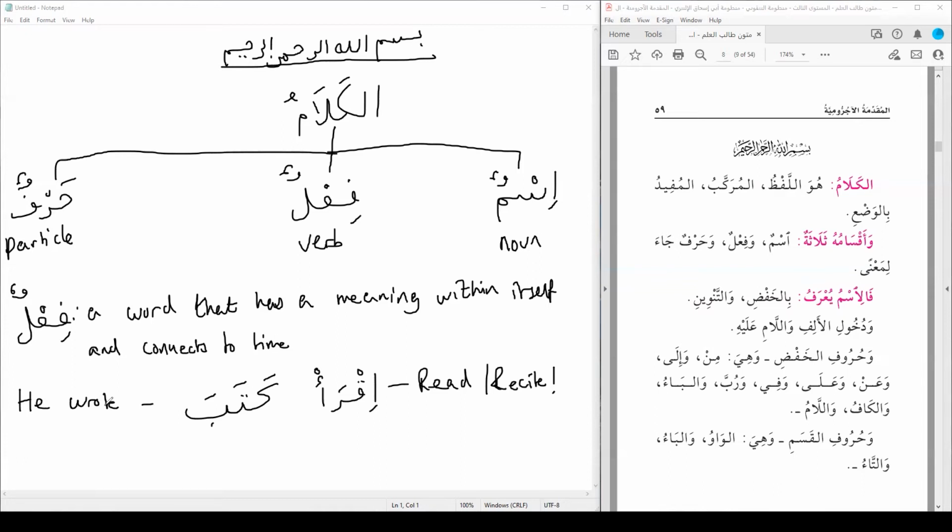And then it connects to time, in the past tense. So a person did the action of writing in the past tense. Kataba, he wrote. This is the meaning of the ism and the fi'l.